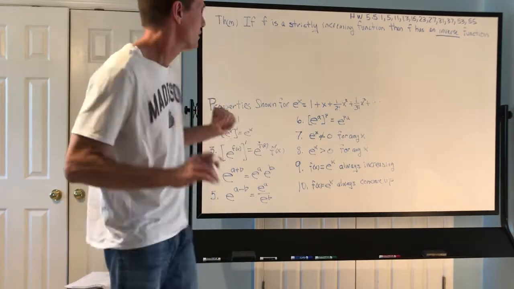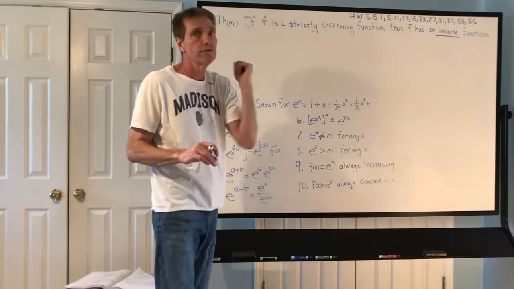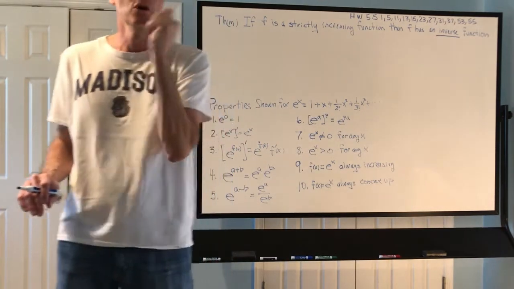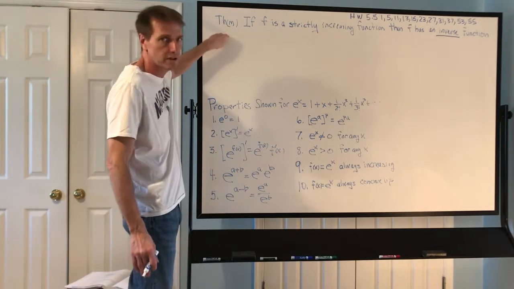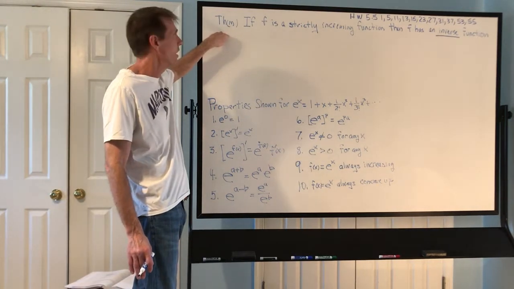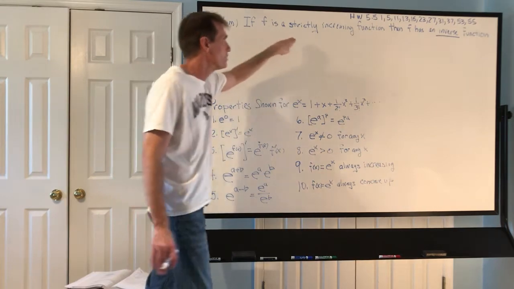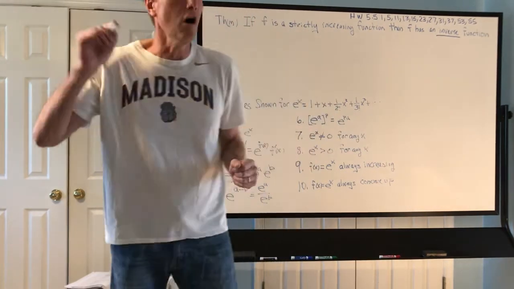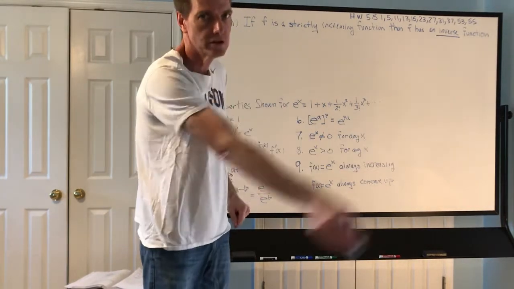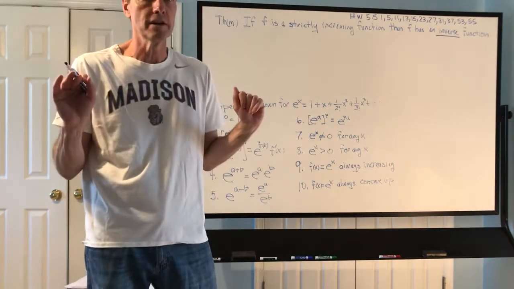This theorem says, as long as your function's strictly increasing, you'll have an inverse function. There's a parallel, a sister. These come as twins. There's a sister one that says that if f is strictly decreasing, then it also has an inverse. So if your function's always going up or always going down, then you know that you're going to have an inverse function.